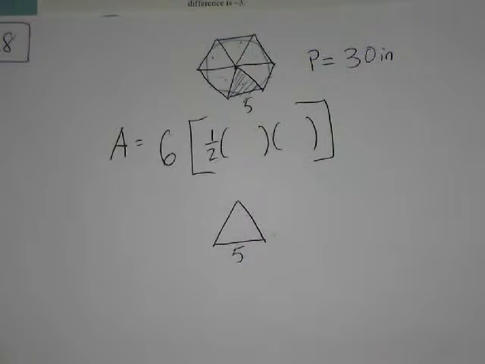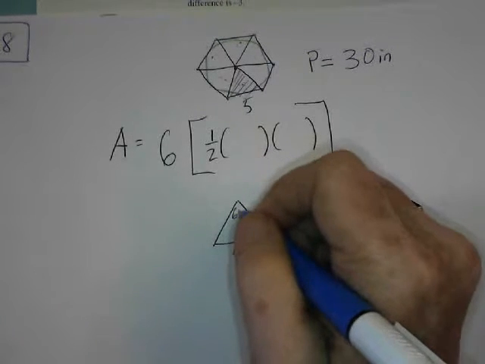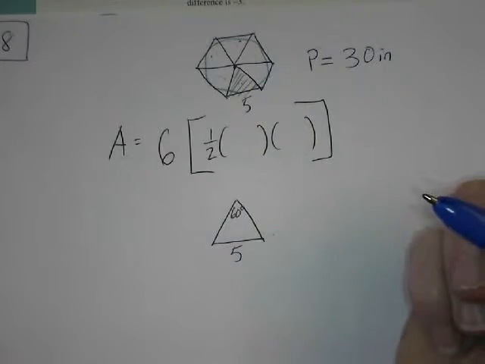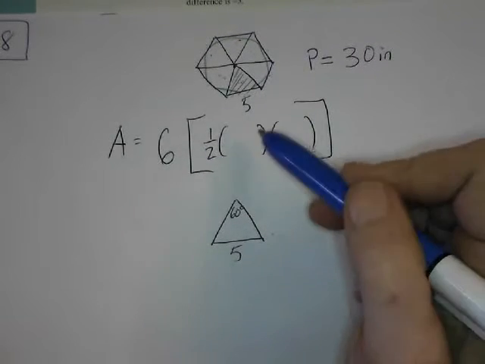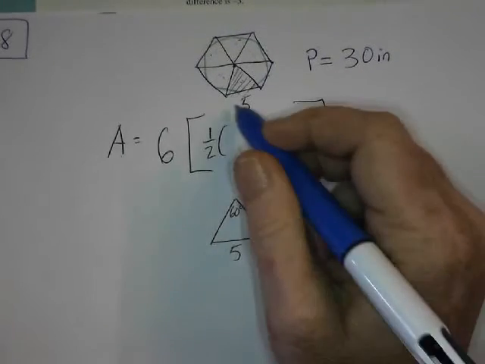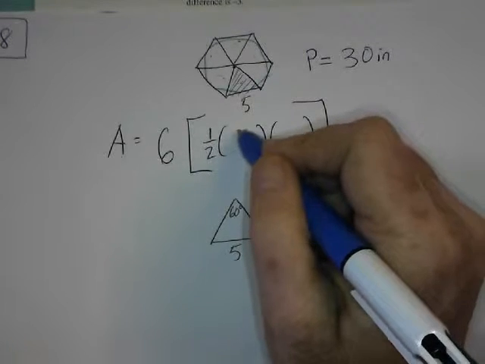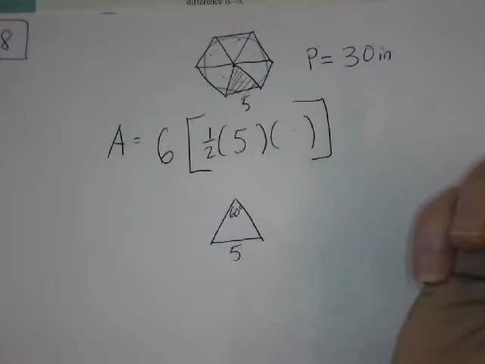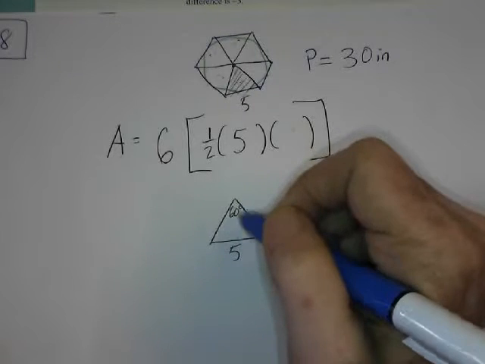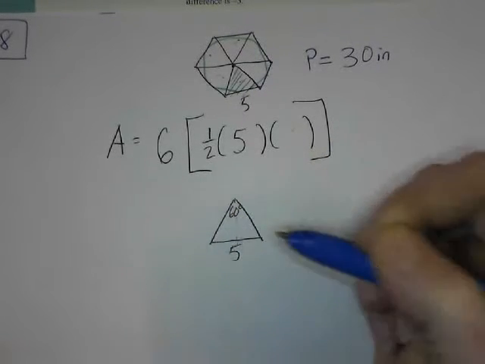Now I can get this angle measure by going 360 divided by 6, which would be 60. So this is 60 degrees. Now I need 1/2 times base, and the base of the triangle is 5, times height. I don't know the height. The height would be a dotted line that I could draw right here.